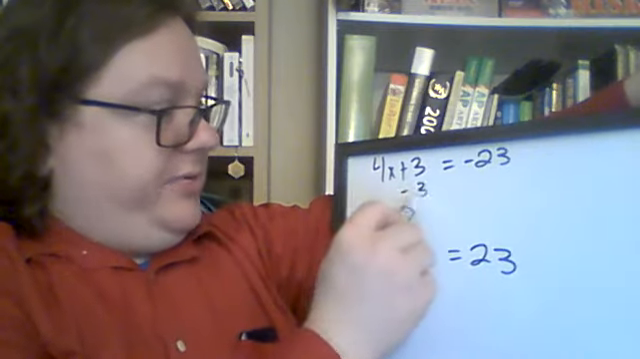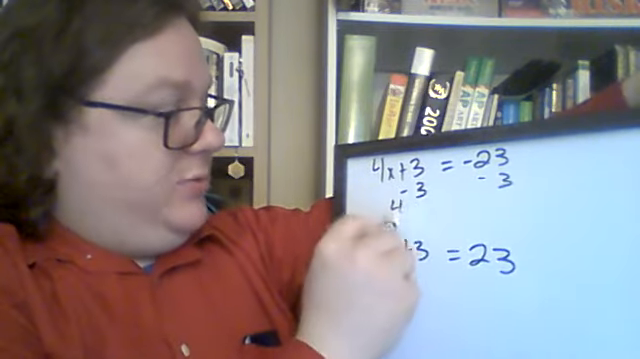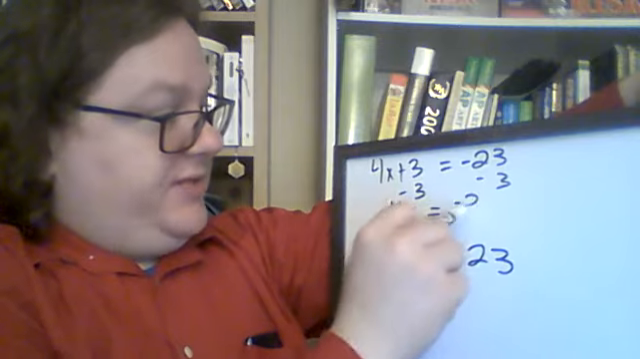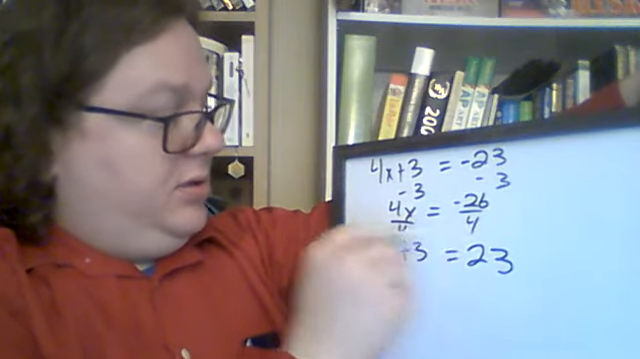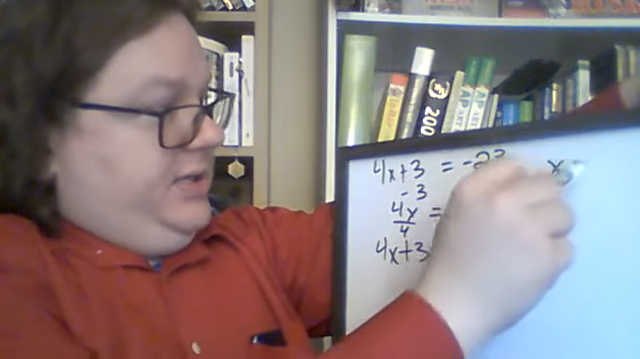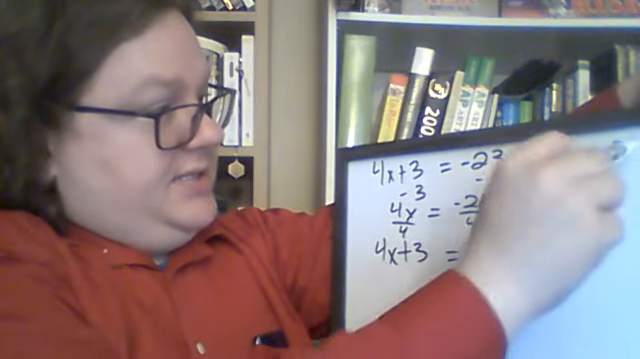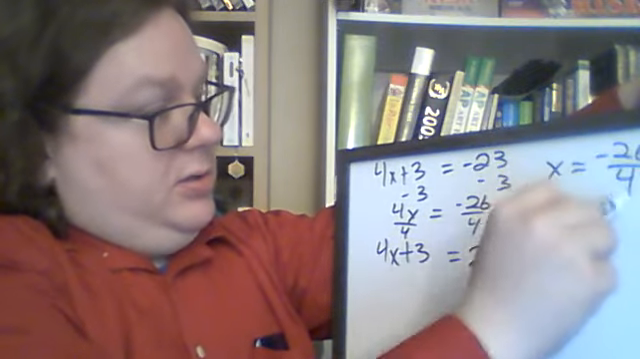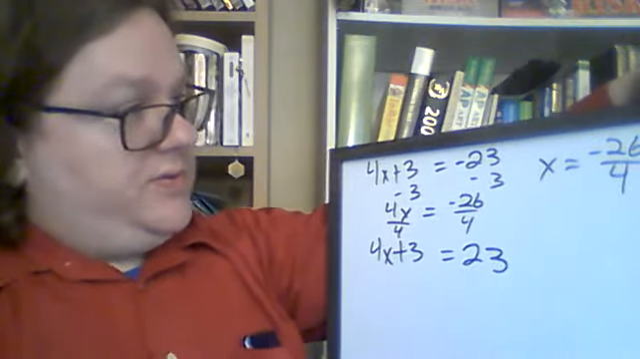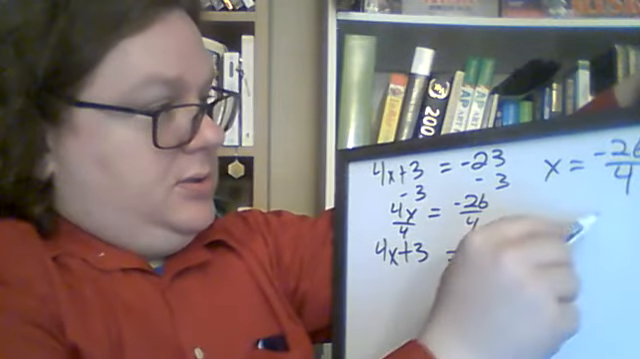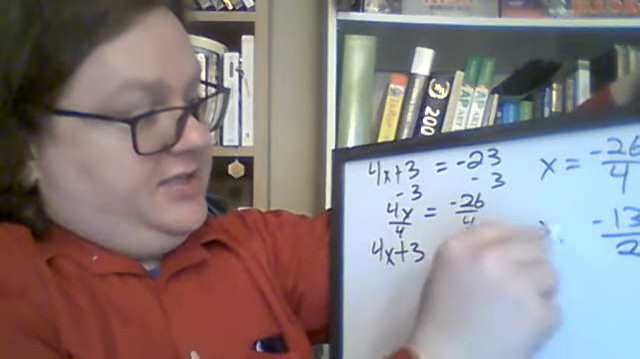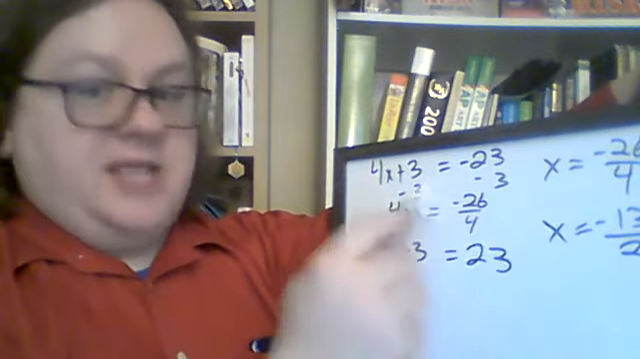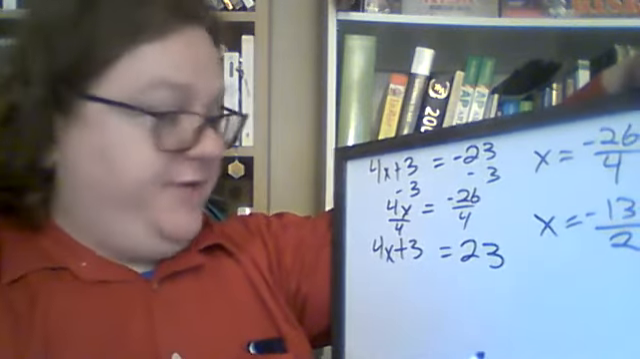So subtract 3, 4x equals negative 26, divided by 4, x equals negative 26 divided by 4, which equals negative 13 over 2. And we're just going to leave it as a fraction because they didn't include decimals here at all, so we're just going to leave it as a fraction.